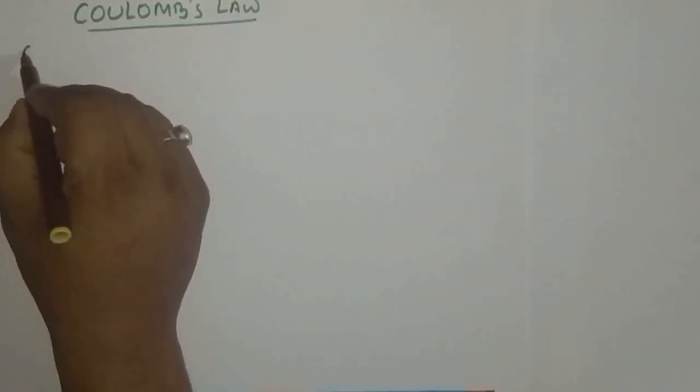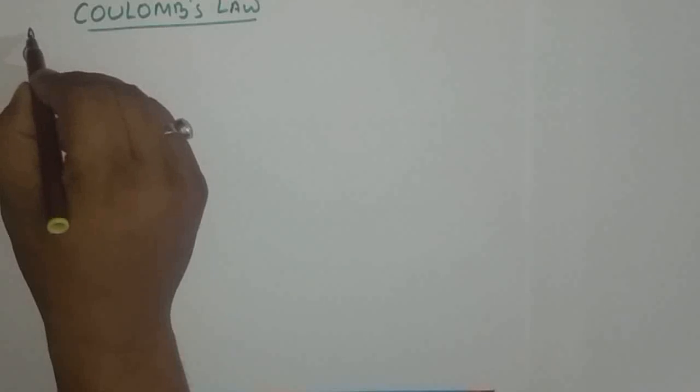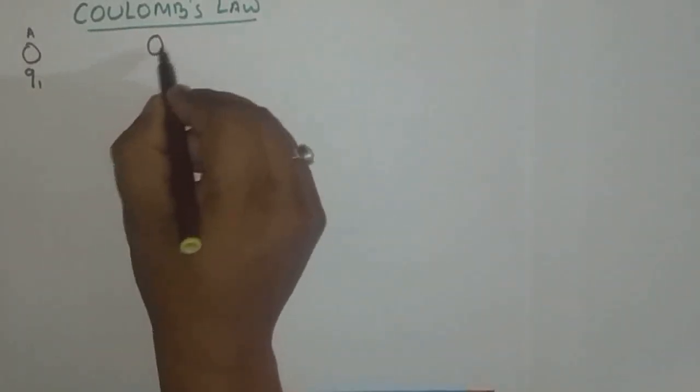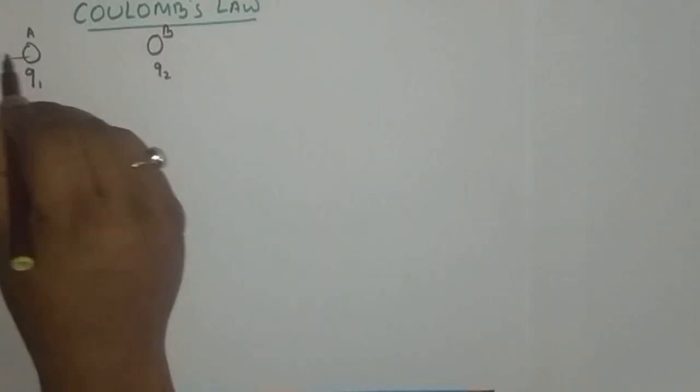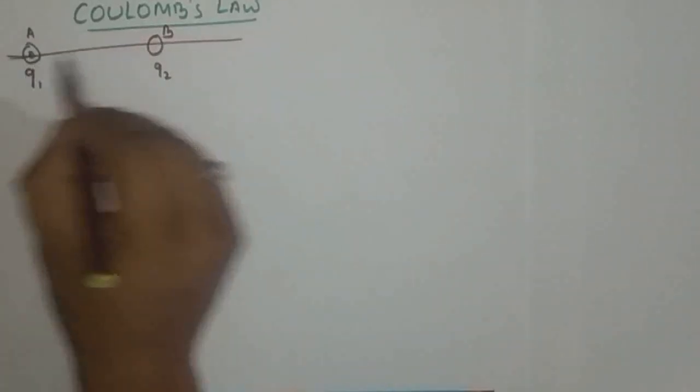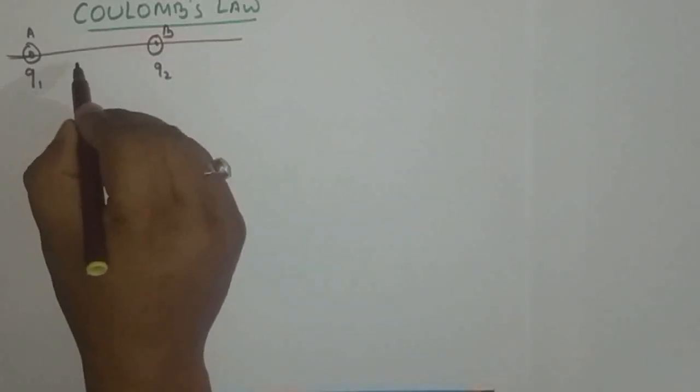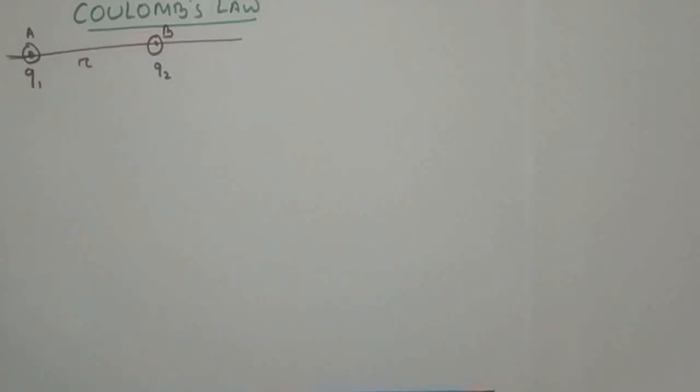So let us consider two charged particles. Let this be charged particle A having charge Q1, and let this be another charged particle B having charge Q2, and they are separated by a distance R. So what will I write? Coulomb's law formula. Let us apply it directly.